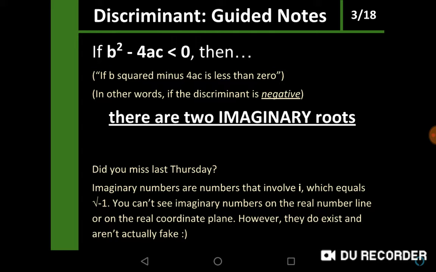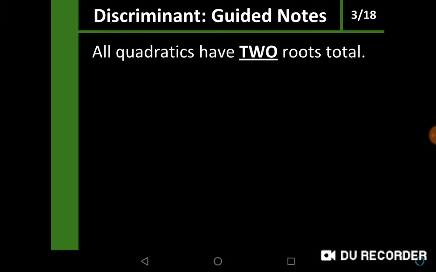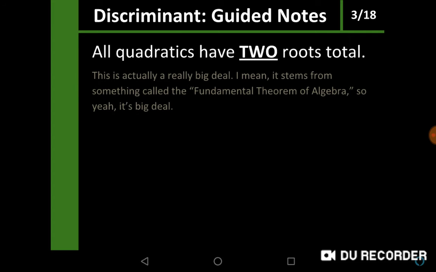So the discriminant lets us figure out if our roots are real or imaginary. And it tells us either there's 2 real roots, there's 1 double root that's real, or there's no real roots because both are imaginary. Either way, no matter what, all quadratics have 2 roots in total. 2 roots. 2 real, 1 double, or 2 imaginary. That's 2 roots regardless.